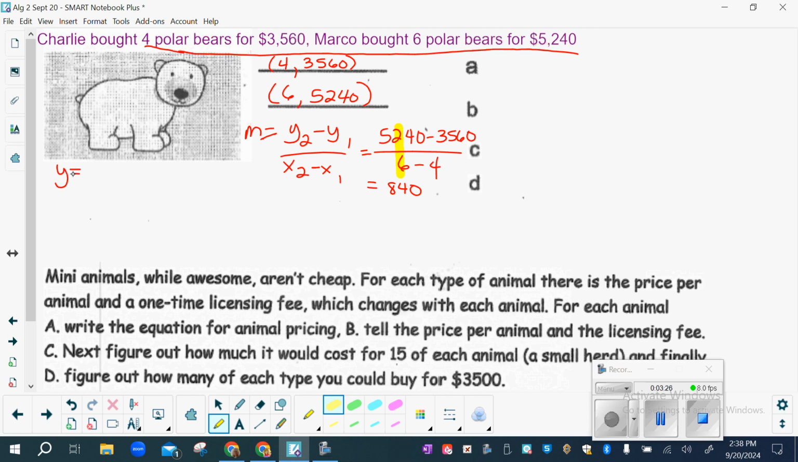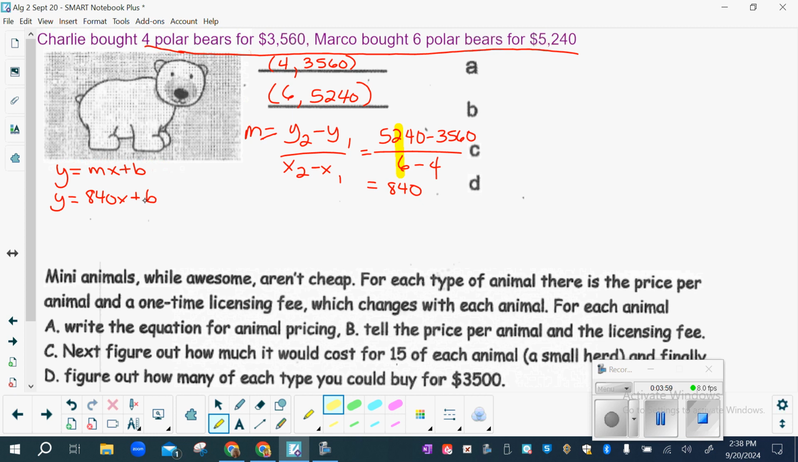So if it's a line, it's going to be in the form y equals mx plus b. So we're going to put the 840 in place of the m. Yes, Mashuka. So see how it says 4 polar bears for 3560? That's where (4, 3560) and then (6, 5240) come from. And that's written on your page.